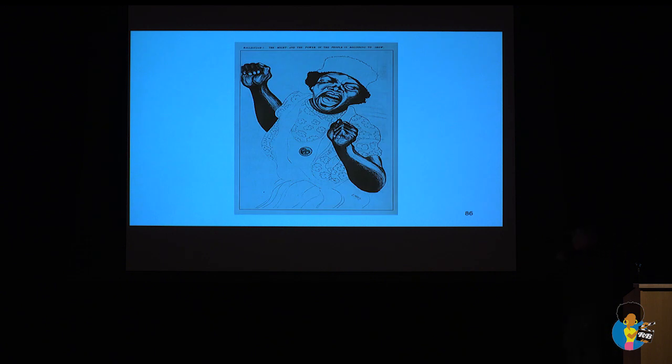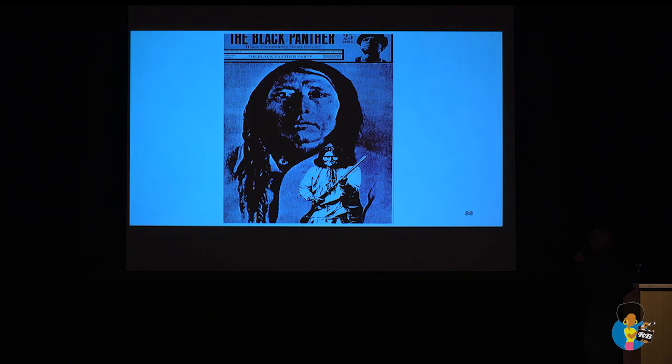Hallelujah, the might and the power of the people is beginning to show. This was after Bobby Seale and Erica Huggins were exonerated of the charges in New Haven, Connecticut. Next, please. We always showed our solidarity with the original caretakers of the land. AIM, the American Indian Movement, was our allies, our comrade, Leonard Peltier, all those were our allies.